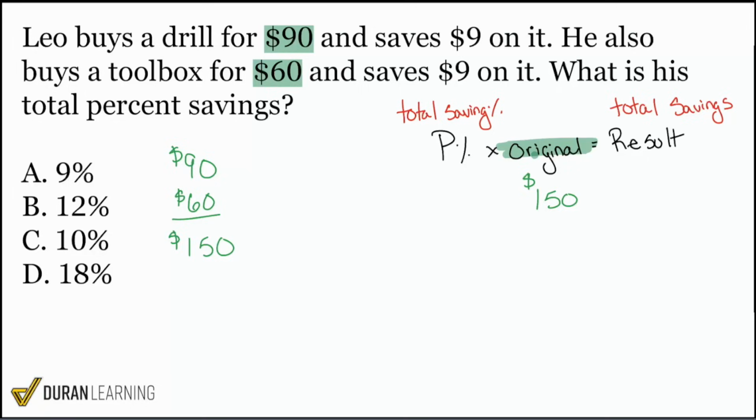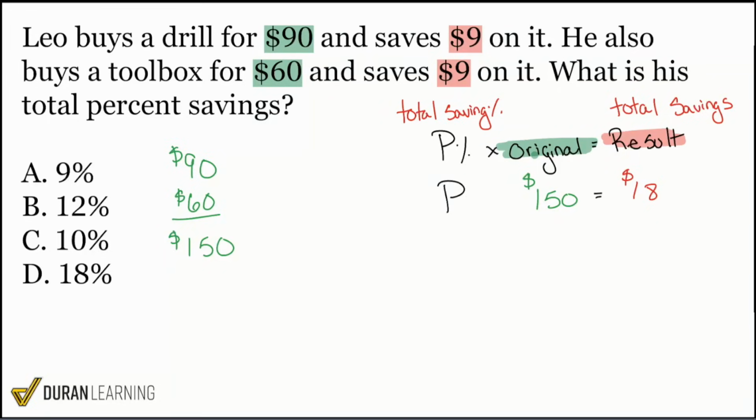Next, what we'll do is we're going to add the savings together to get the total savings right here. So that'll be $9 for the drill and $9 for the toolbox. Add those together, and that's going to give us $18 in total savings. So notice, we have our total original, our total savings. Now we can use this to get that total savings percentage. It's all about being consistent with that formula.